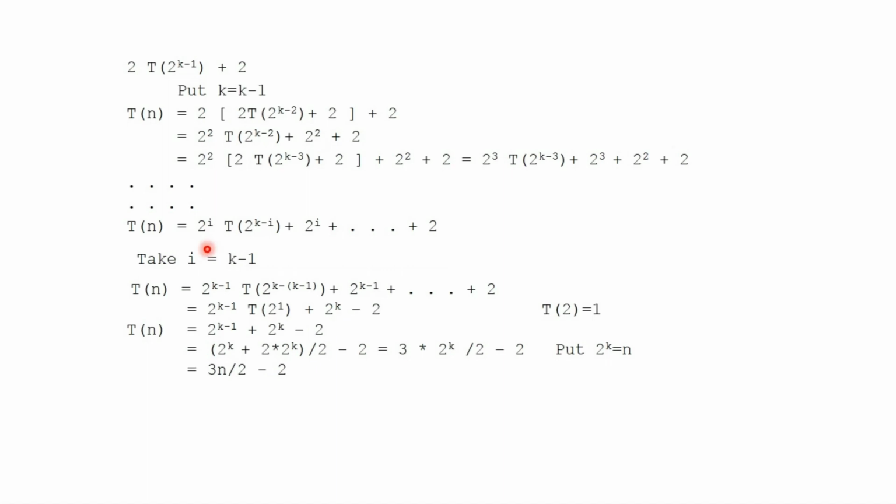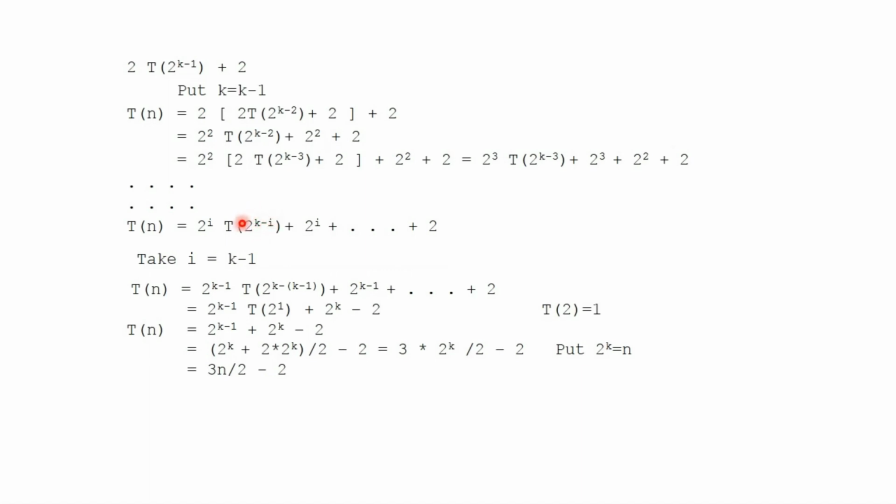So finally, where do you end? Now we have taken the general substitution, that is this k value, which we have written as 3, 2, 1, in terms of i. So T of n is equal to 2 to the power of i, T of 2 to the power k minus i, plus 2 to the power of i plus and so on, until 2. So let us try to find a final solution now. We will get the solution when the base condition is given, either T of 2 or T of 1, which we know. So we are trying to use T of 2.